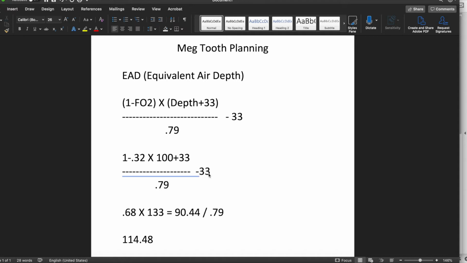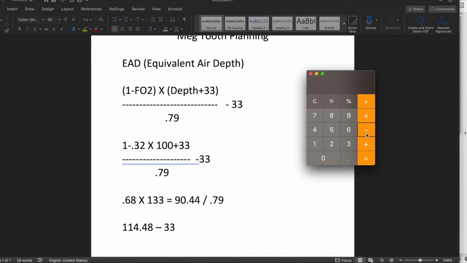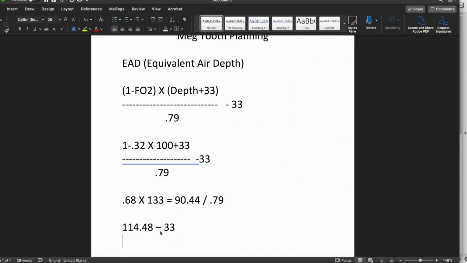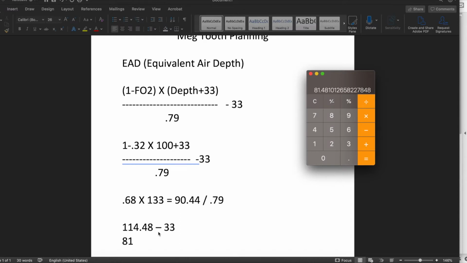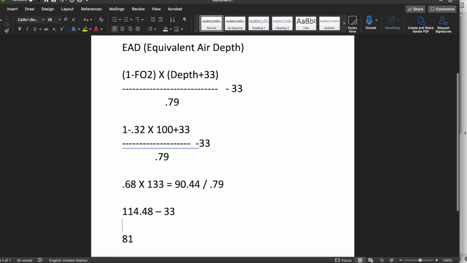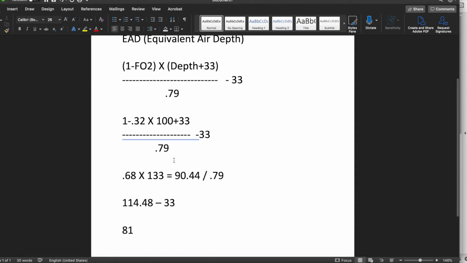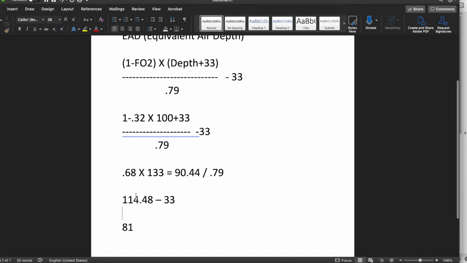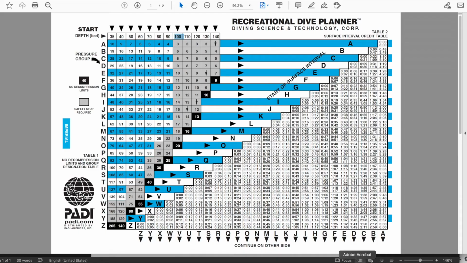And then we're going to take 33 feet off of that. So minus 33 gives us 81 and some change, 81.4. So even though we're diving at 100 feet of depth, if we run our table for air using that nitrox mix of 32%, you're going to plan it as though it would be an 81-foot dive on an air table.